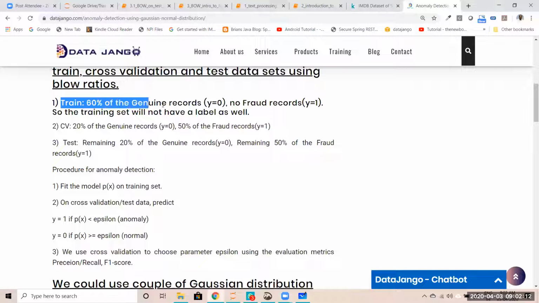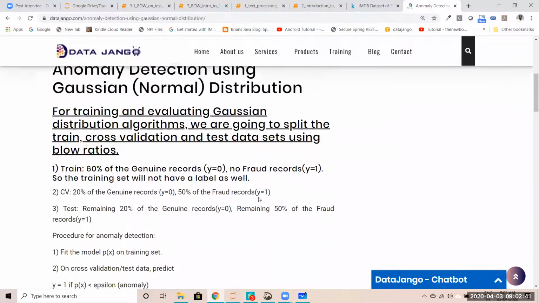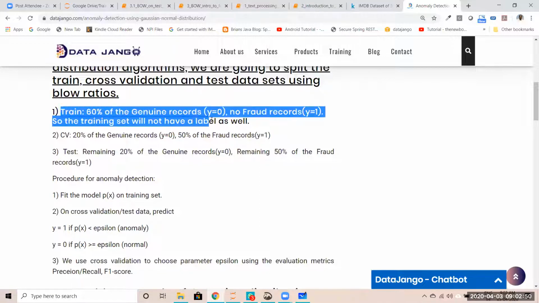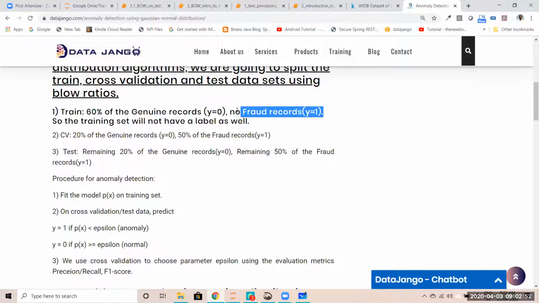Let us take 60% of genuine records, y is equal to 0, non-fraud records, so the train set will not have a fraud record. What is a genuine record? Y is equal to 0. We'll take 60% of the genuine records. How many genuine records are there? 2,84,315. Out of which 60% randomly chosen records we'll take as the train set. No records belonging to 1.